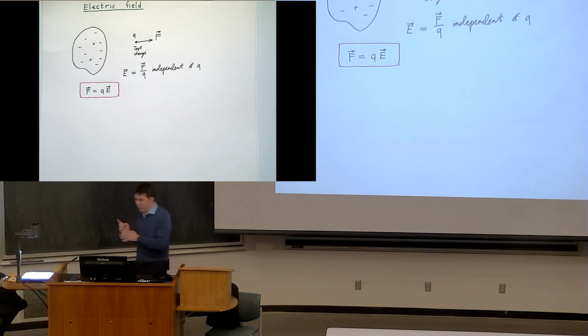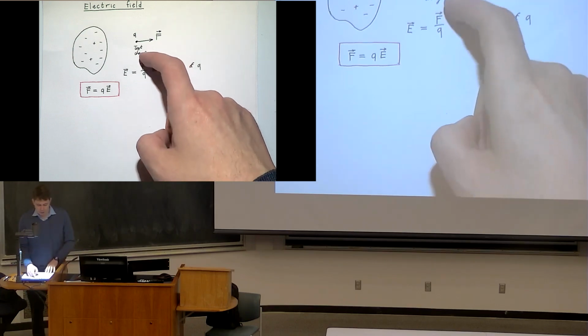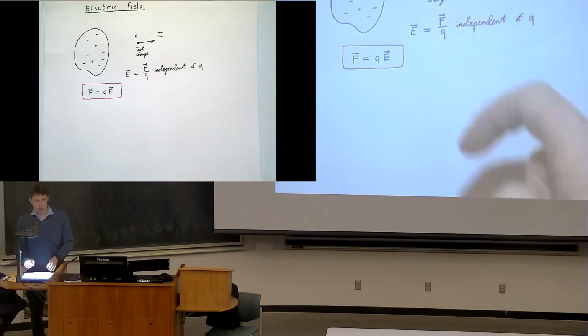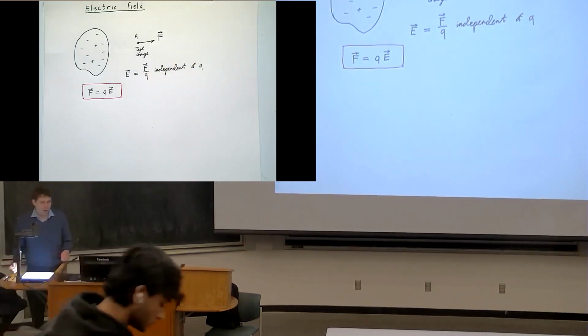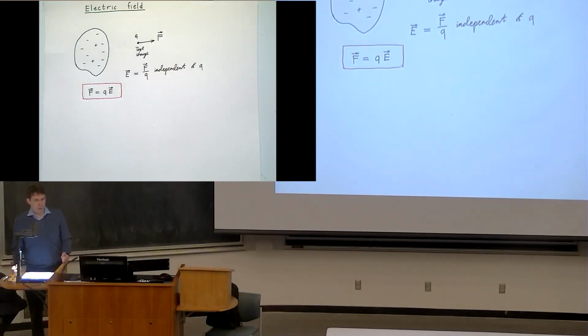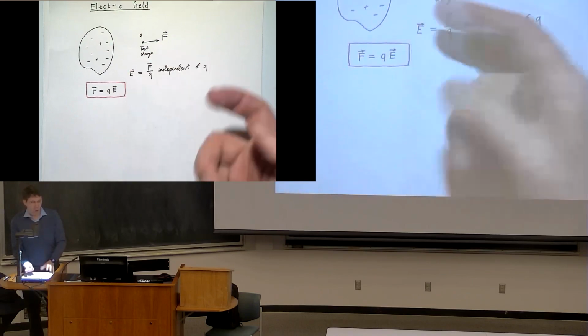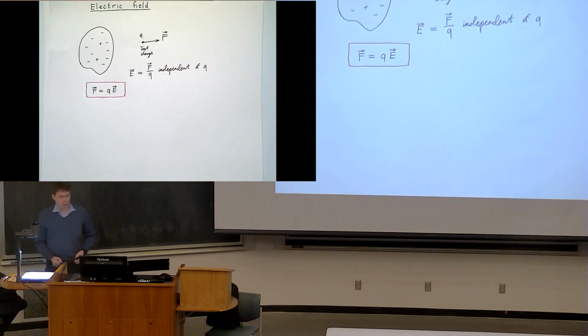But it turns out there's no need to, because this ratio of F divided by Q is going to be the same for all values of Q. And that's why it's convenient to introduce this ratio, which is a vector, which is the electric field at this point.